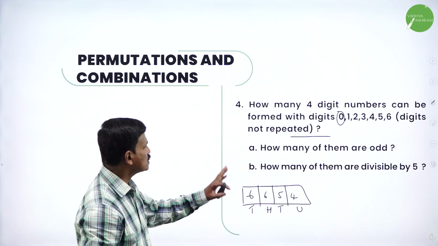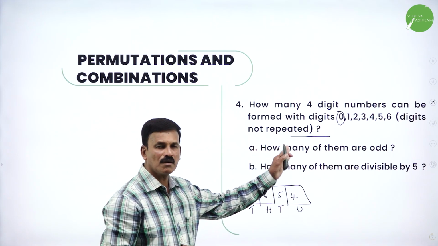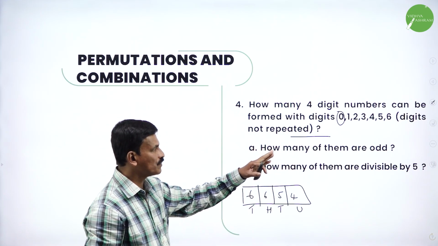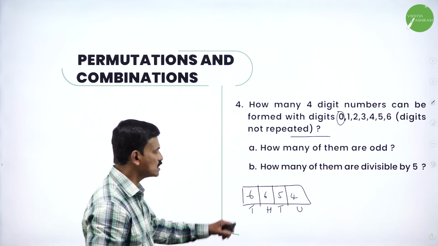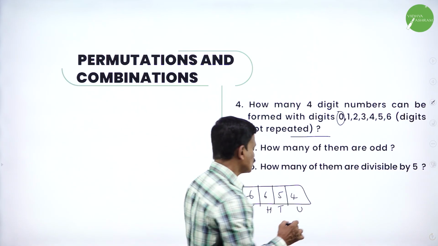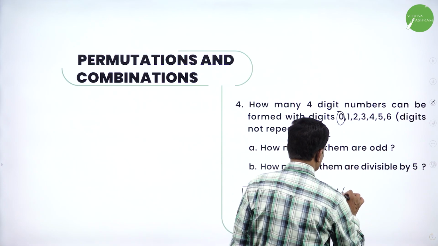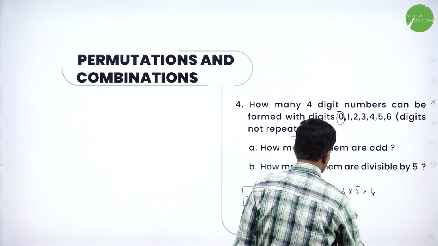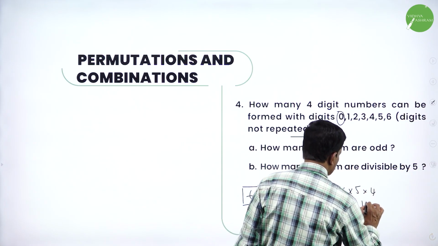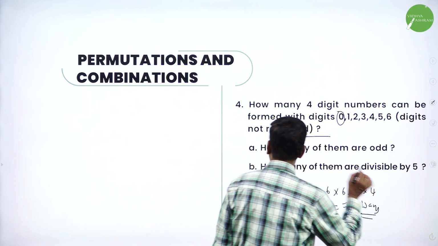So the number of 4-digit numbers that can be formed with 0, 1, 2, 3, 4, 5, 6 is 6 into 6 into 5 into 4. So what is this equal to? This is 720 ways first. Now move on to case 1.